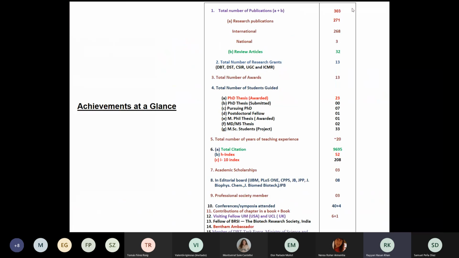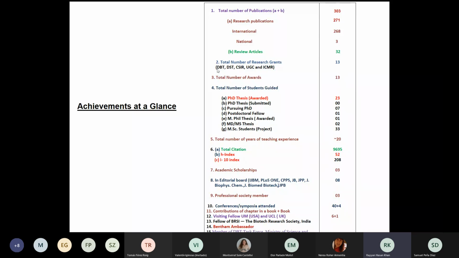So this is an incomplete list. This is the overall achievement that we have made during the 2 decades. We have published more than 340 publications. This is not updated, I'm sorry for this. And I have supervised almost 23 PhD scholars.